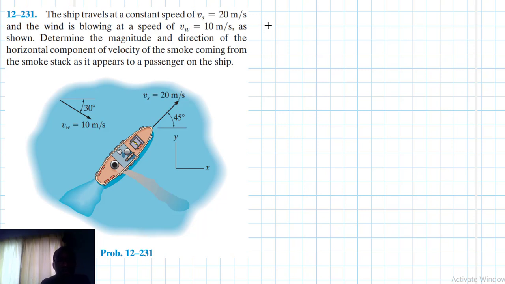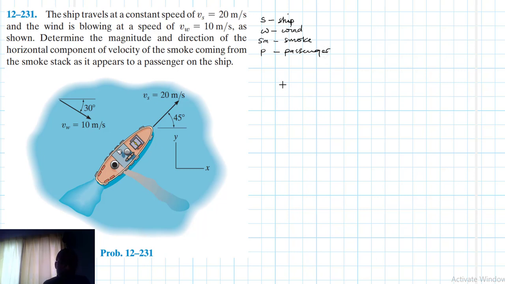So let's define what we have. Let's start with the subscripts. S, of course, is for the ship as given already. W is for the wind. SM is for the smoke. P for passenger.